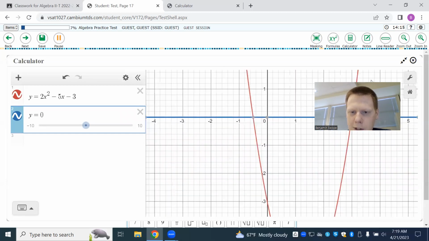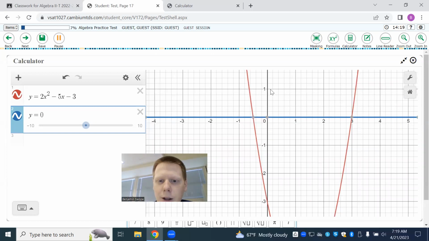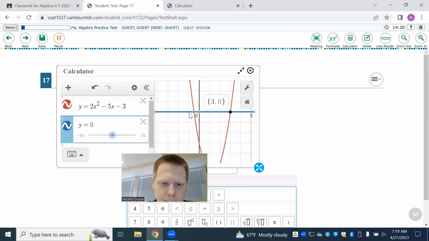But this one I can kind of see. I'm just looking, where does my blue line cross my red line? Just make sure you click on the right dots, but I have one here where it crosses the blue and the red, and I have one here where it crosses the blue and the red. So those are my answers.